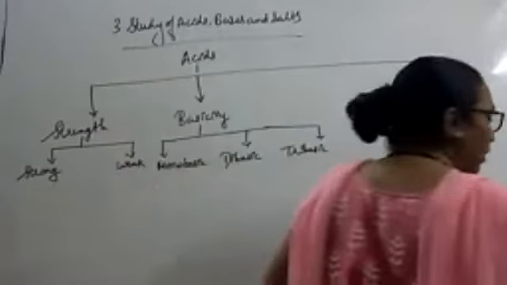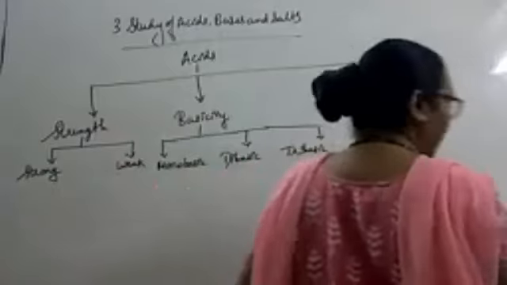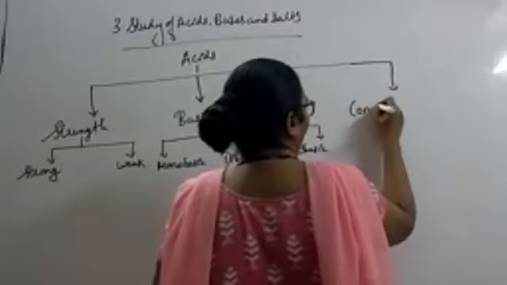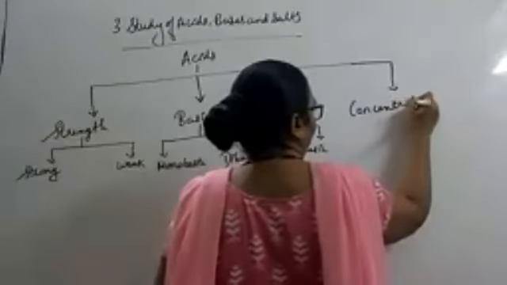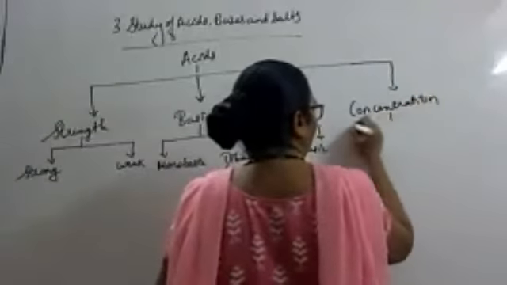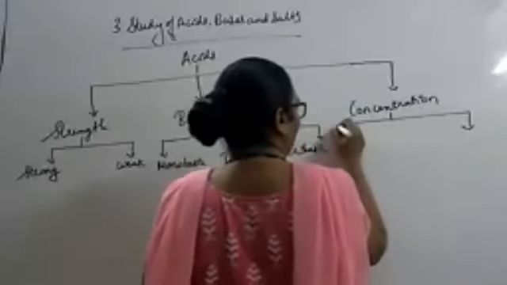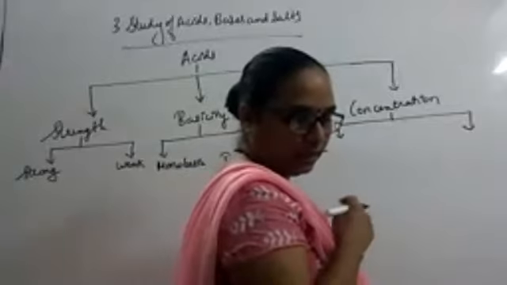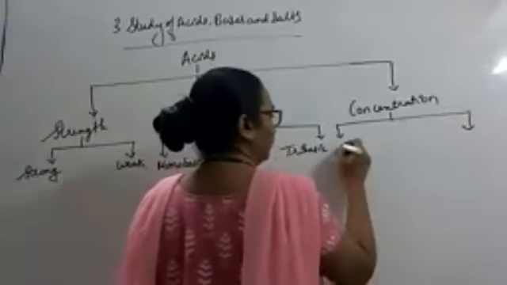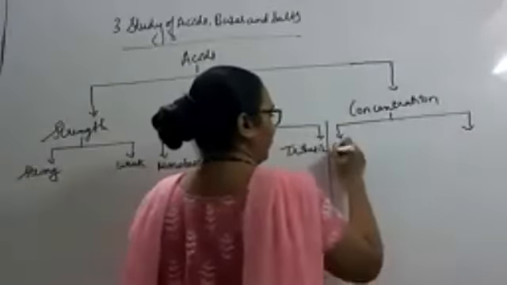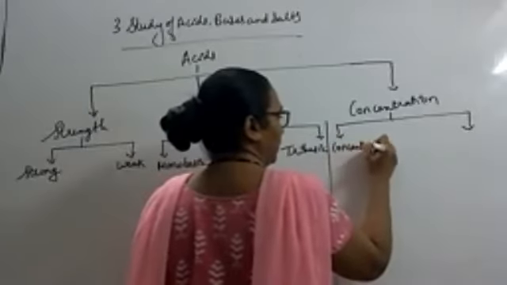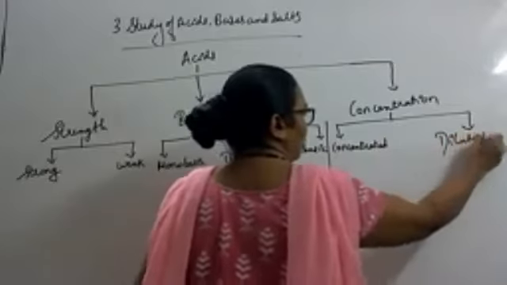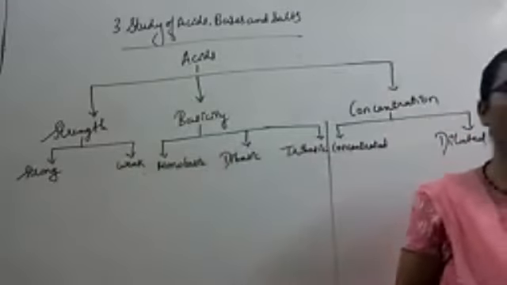concentration. How concentrated the acid is? Depending on the concentration, it is classified into 2 types. One is concentrated acid, another is dilute acid. Concentrated and dilute. So you can take a screenshot of this.